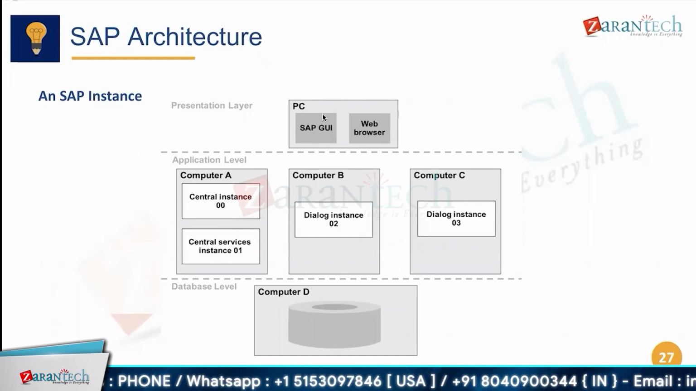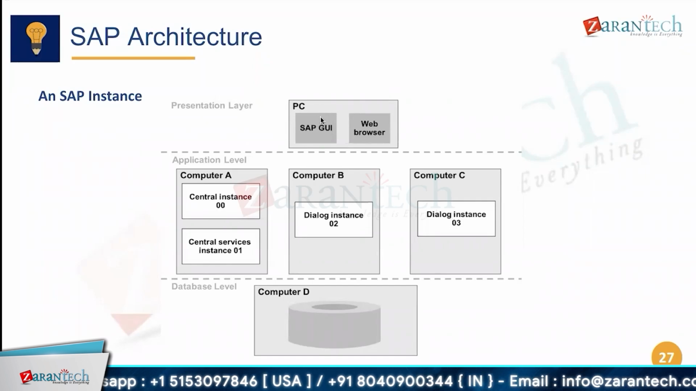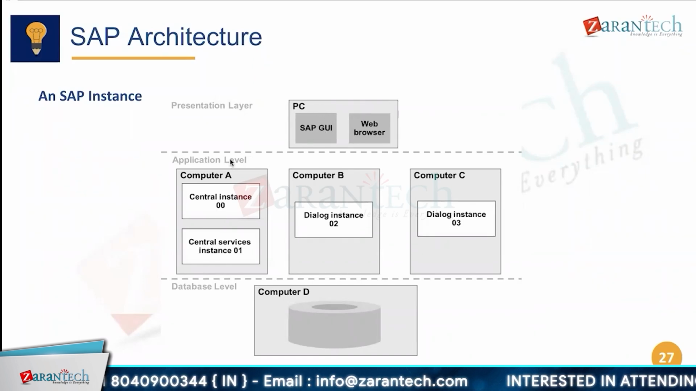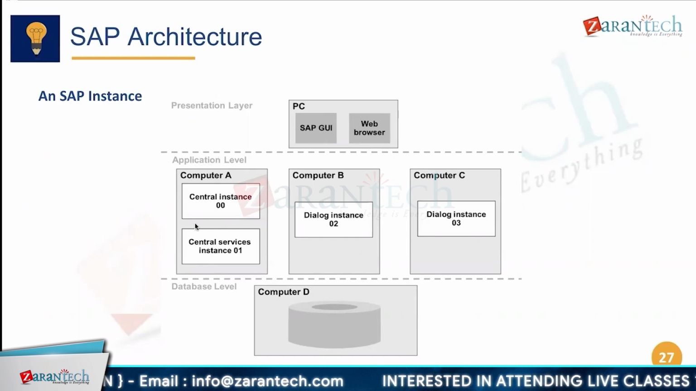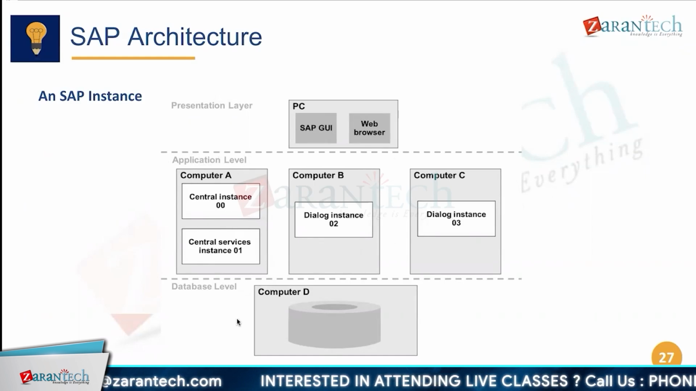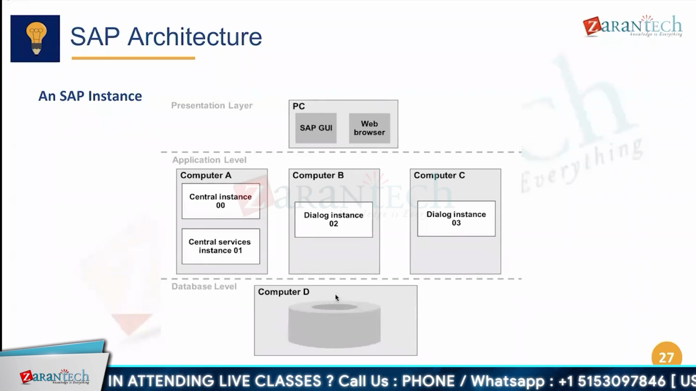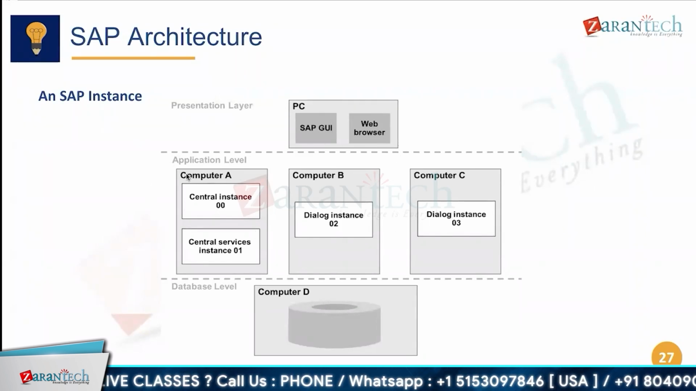As I said, the presentation layer, we don't bother. It's just the SAP GUI, the way you log into the system, or a web browser. And this is the application level. And at the bottom, in the three-tier architecture, is the database level. The database is separate, leave it aside. So here is the complexity, or the important part.